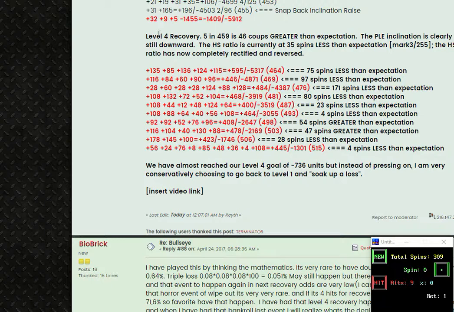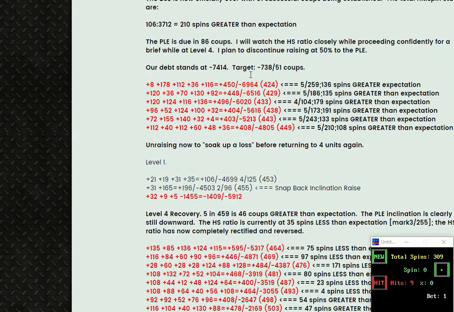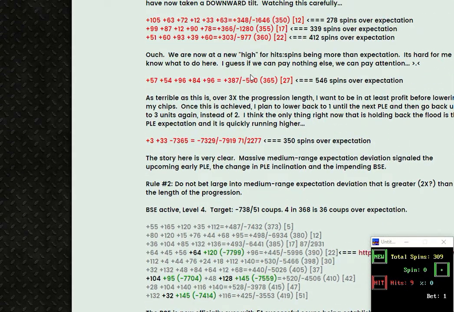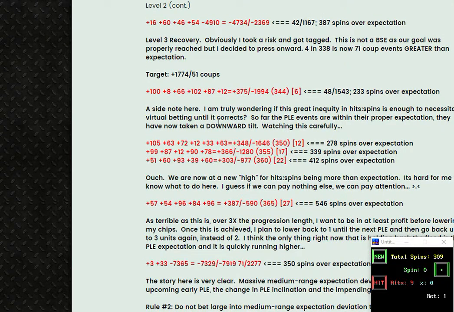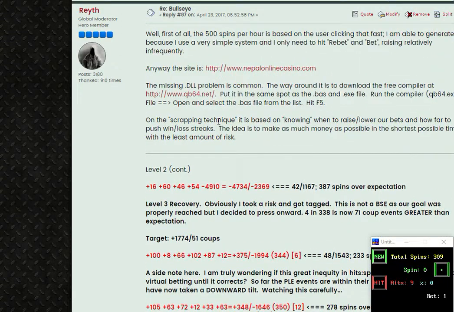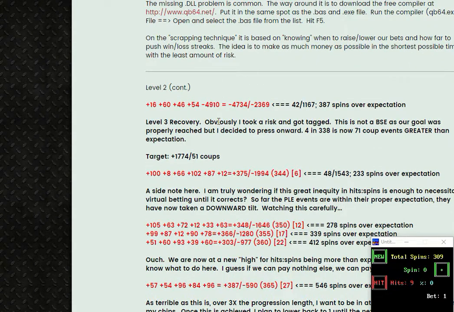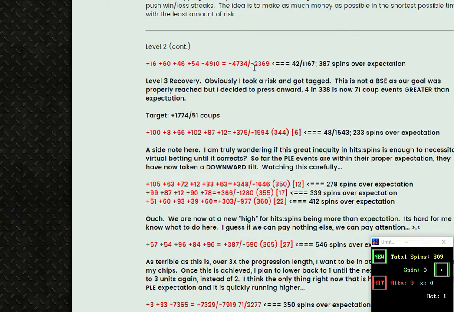Okay, so first of all, what's happened? Well, let's just do a quick recap of what exactly happened. First of all, I took a little bit of risk and made a mistake. Actually broke a rule that hadn't been made yet. In fact, the rule was made because of the mistake that I made, where I actually bet into. I had a progression failure, which is normal, right? But then we got into this right here, 387 spins over expectation. I mean, this is really nuts. That was the mistake I made.